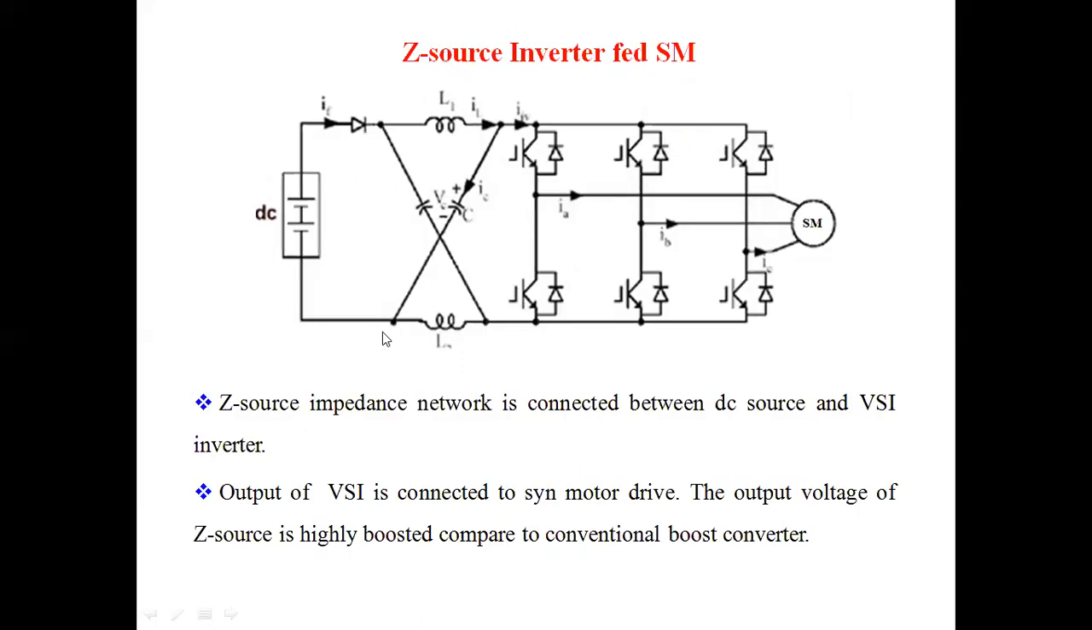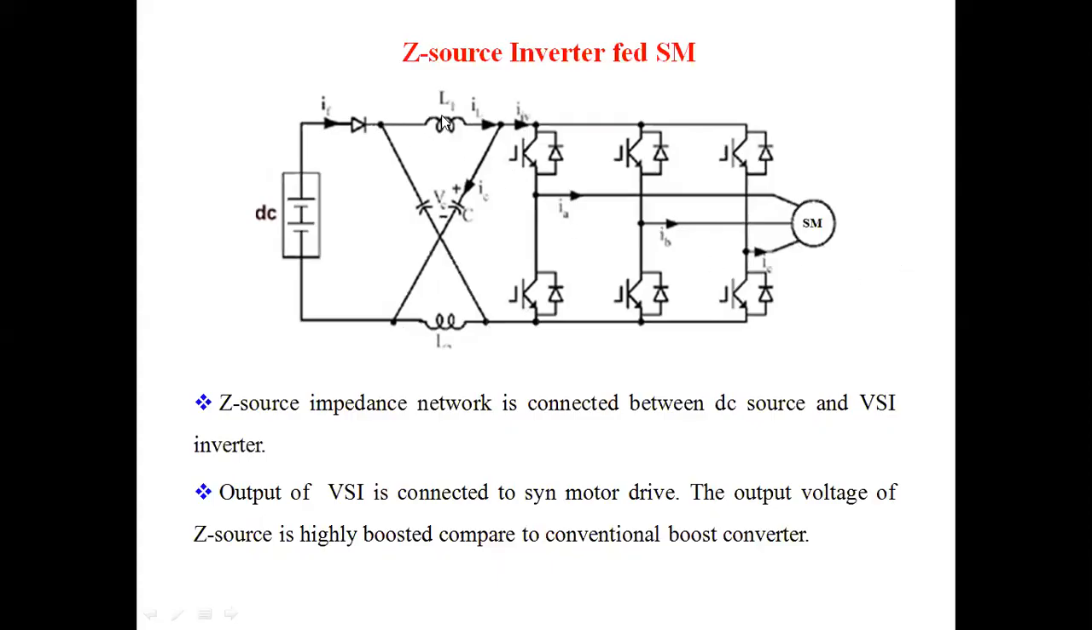This Z-source network is placed between the input DC supply and the inverter. The output of the three-phase VSI inverter is connected with the synchronous motor drive. Based upon the control of the Z-source network, we can boost the inverter output voltage. By boosting it, we can provide a better input voltage to the synchronous motor drive, and so a better control of the drive.